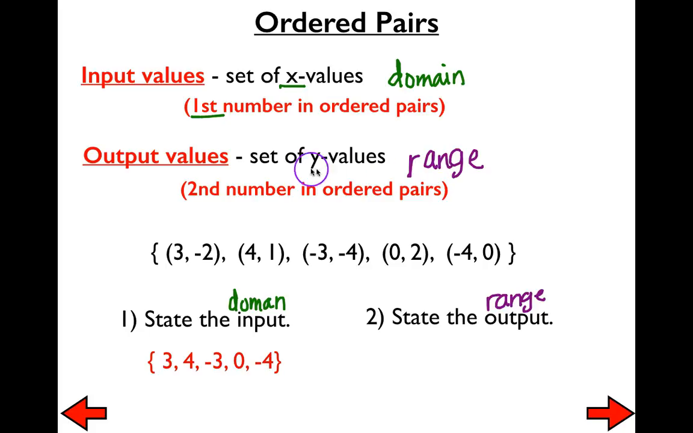So my range is the y values, or in other words, the second number in the ordered pair. So that's going to be -2, 1, -4, 2, and 0. So again, I'm going to go ahead and use these special brackets to indicate the list of numbers: {-2, 1, -4, 2, 0}. So just a friendly reminder, input, x values, and domain all mean the same thing. Outputs, y values, and range all mean the same thing.